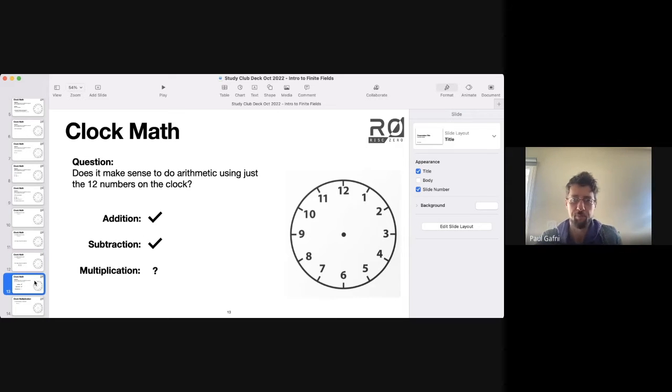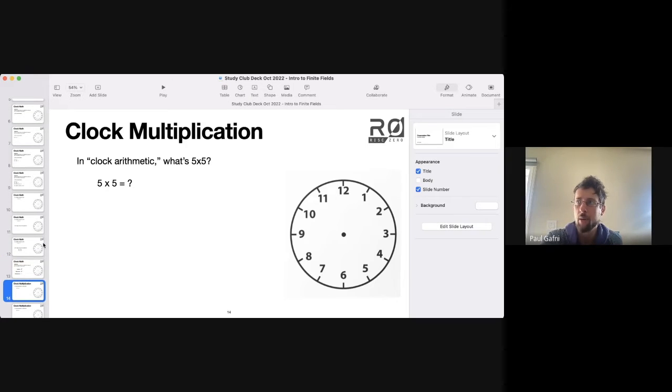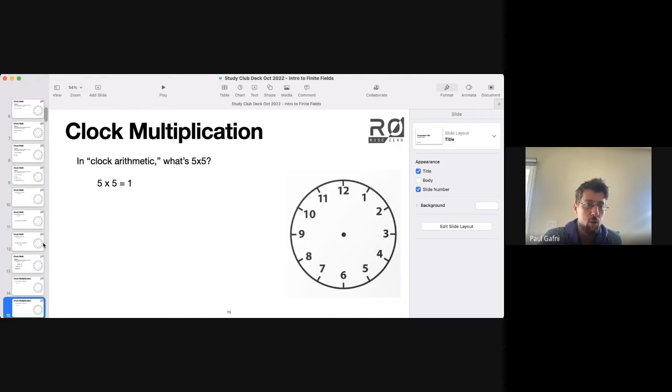What about multiplication? Can we make sense of multiplication on the clock? It's really not so bad, because our notion of multiplication from childhood is repeated addition. So 5 times 5, I can think of as 5 plus 5 plus 5 plus 5 plus 5. So I can certainly do multiplication on the clock. 5 times 4, similarly, is just 5 plus 5 plus 5 plus 5. Interestingly, it works out that 5 times 4 is the same as 4 times 5.